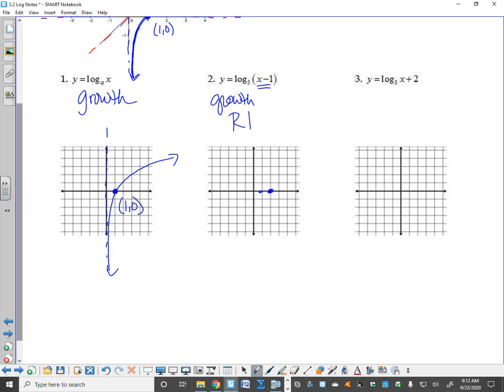The asymptote also shifts. The asymptote is always 1 to the left of your main point. So the asymptote is now there. Close to the asymptote, hits the point, shoots away, label my point, 2, 0. That's how I know you got your shift right.